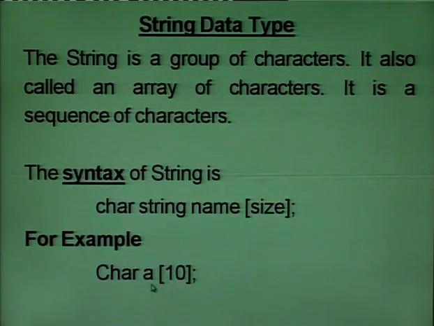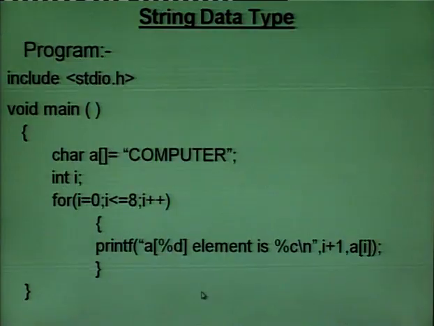Char is the data type, A is the name of the string, and 10 is the total number of elements you want to store into the string data type, and it is enclosed in square brackets. After that there is a semicolon.